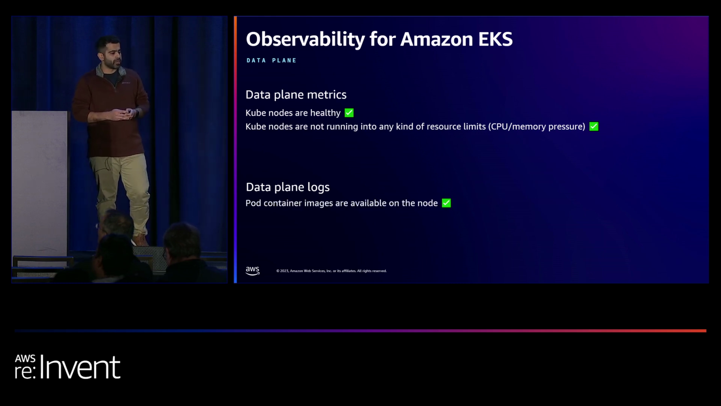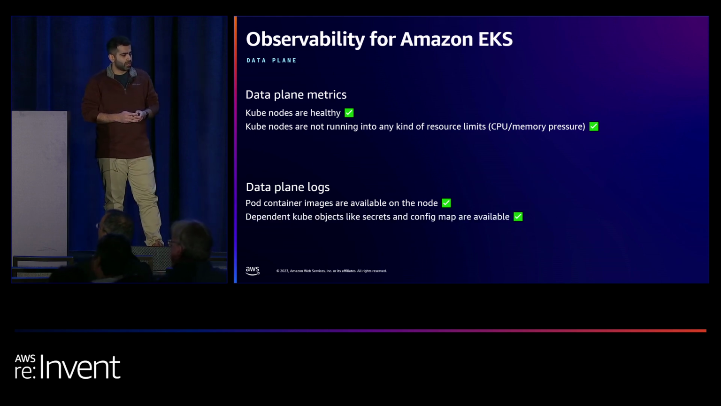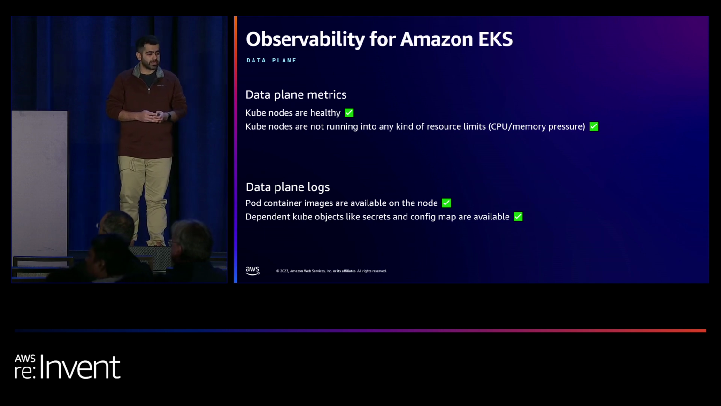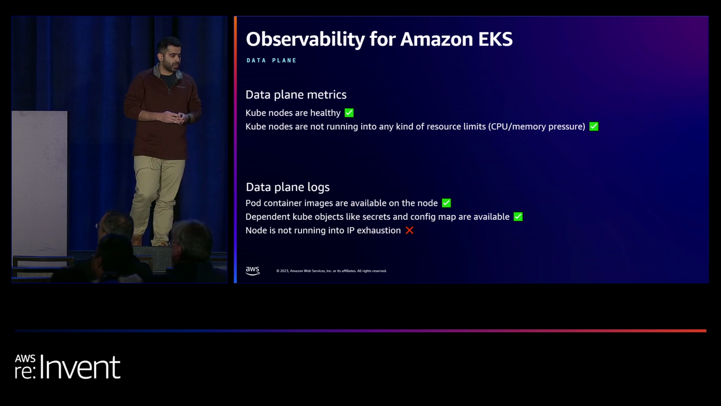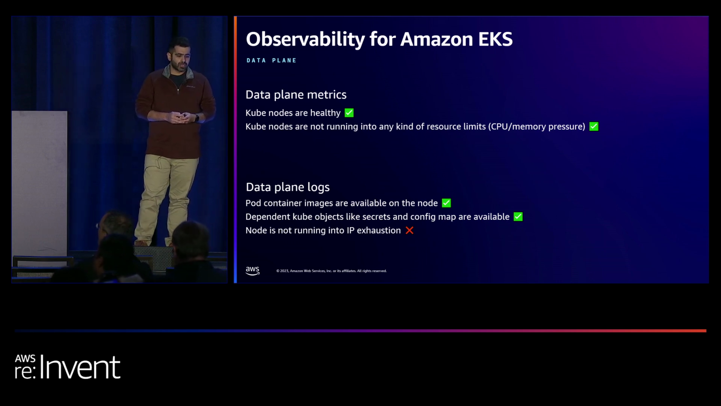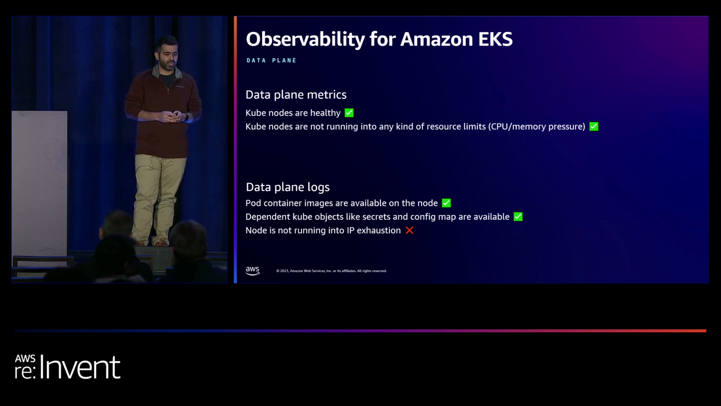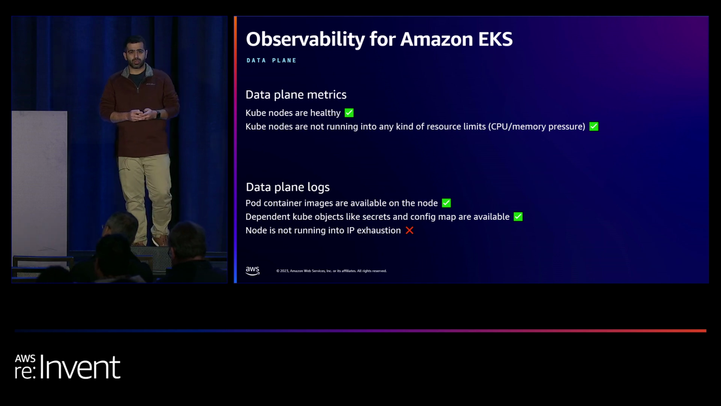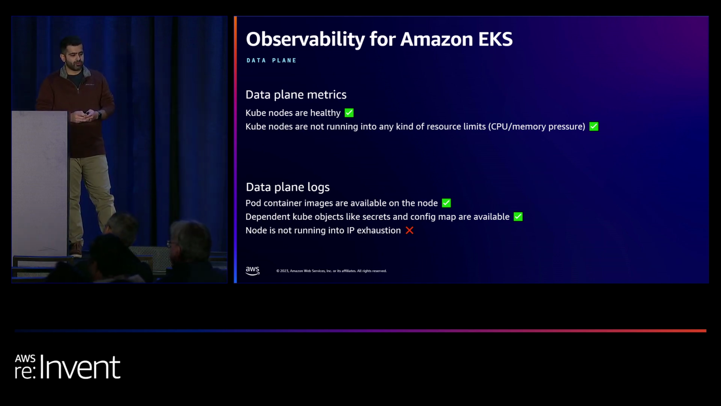Looking into the data plane logs, you check if the container images for all the pods are available on the nodes. Dependent objects like secrets and config maps are available. And are the nodes running into any kind of IP exhaustion? And looks like in this case, that's what's happening. We have a node running out of free IPs, which is causing pods to not go into the ready state. Let's see if this info is available somewhere else as well.